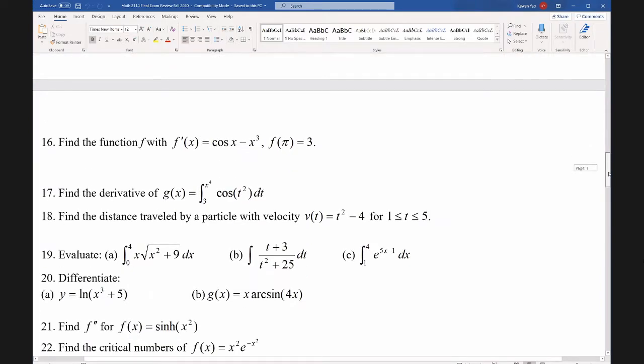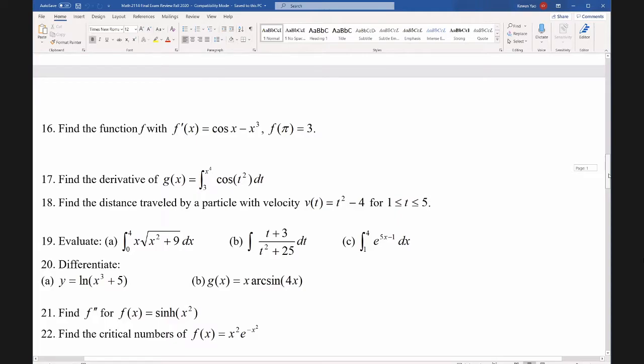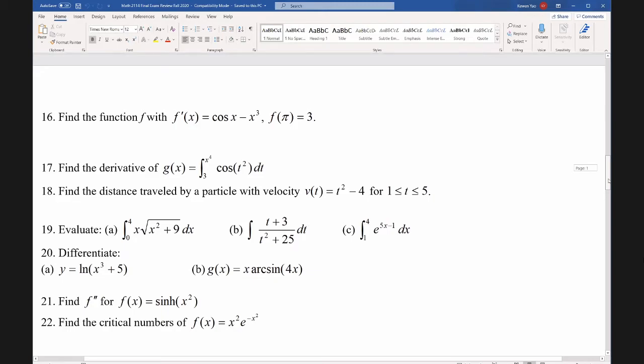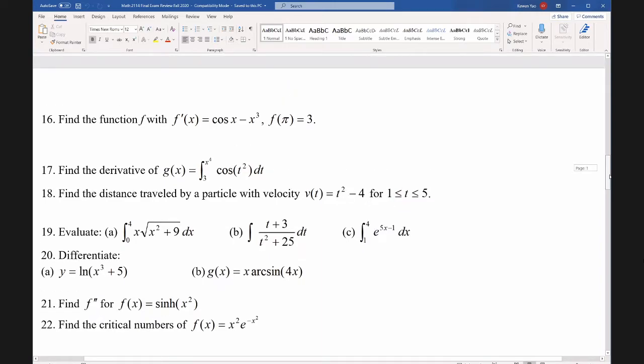Now, I want to solve for number 16 first, because number 16 is right from our fourth test, right? So you will have a very fresh memory about number 16 and through number 19, or number 20. So let's do number 16 first, okay? Because number 16 is about antiderivative, which is from the last test, right? Let's do it step by step, okay?